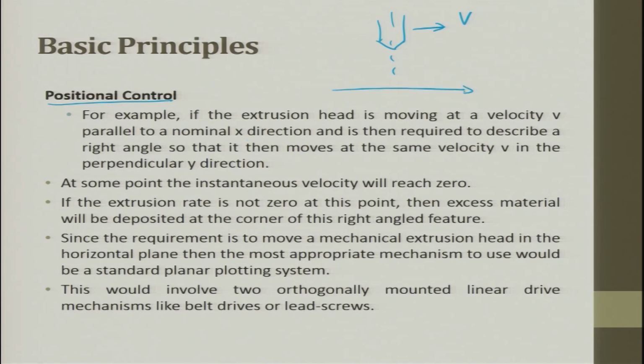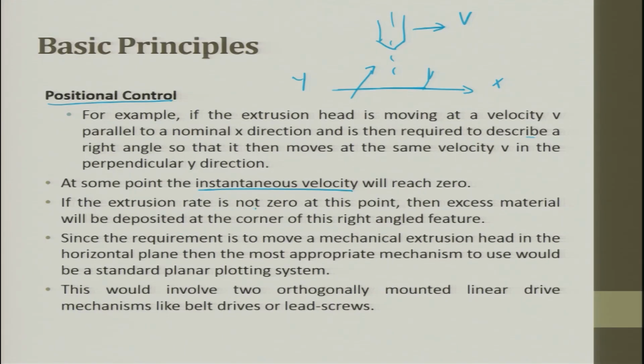So, this is your x plane, and it is then required to describe a right angle so that it can move at the same velocity v in the perpendicular direction, the y direction. Okay. At some point the instantaneous velocity will reach 0, because you have drawn a line completely and then you stop, then you take a diversion. So, that is what they say: at some point the instantaneous velocity will reach 0.